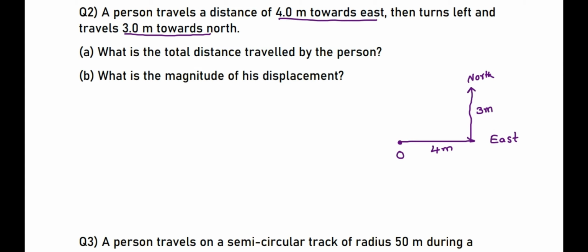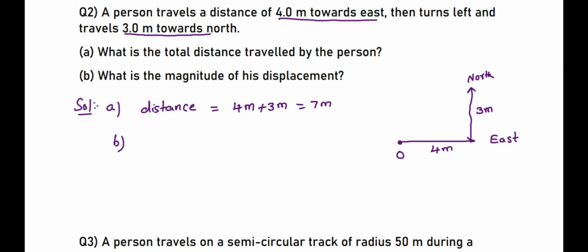And in the first sub question, what is the total distance traveled? So, distance traveled is equal to, according to the definition, the length of the actual path traveled. So, he has traveled 4 meters towards east and 3 meters towards north. So totally 7 meters is the distance.